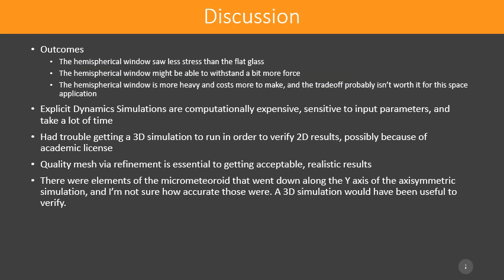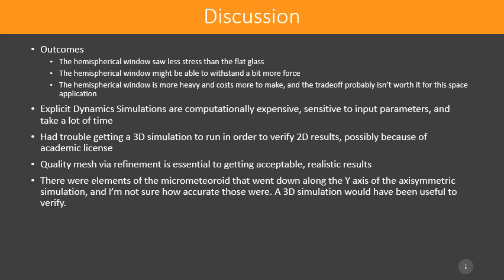Okay, so the outcomes: the hemispherical window saw less stress than the flat glass, so it might be able to withstand a little bit more force, though the hemispherical window is obviously heavier and likely costs quite a bit more to make. So the trade-off for replacing the current setup and design on the ISS with this hemispherical window is probably not realistic.